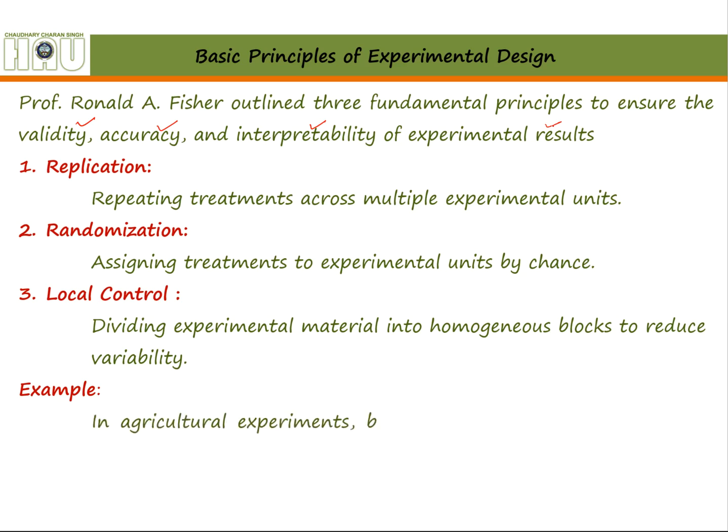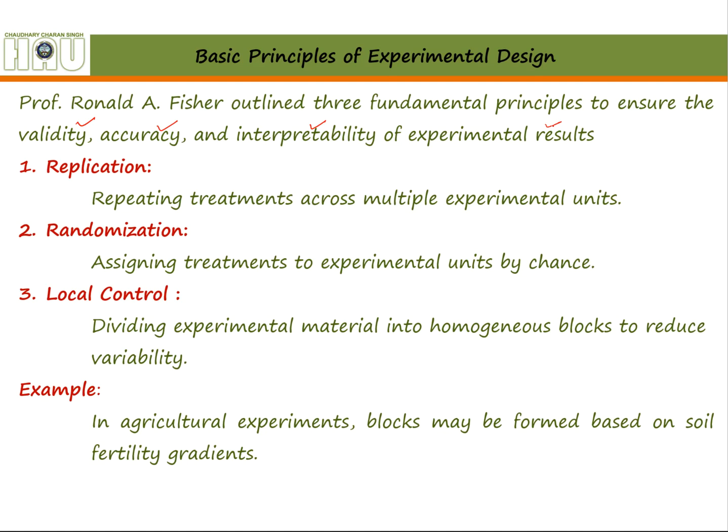So, in soil or in field experiments, we come across the situation when the fertility gradient is not uniform among all the experimental units, and in one direction the fertility gradient is more, in other direction the fertility gradient is less. So we will make blocks in such a way that every treatment should have equal chance of getting any plot which has more fertility gradient or which has less fertility gradient. So let us explain these three principles in detail.